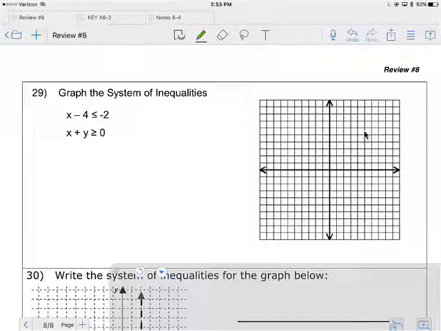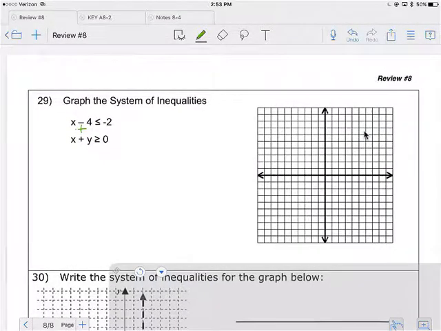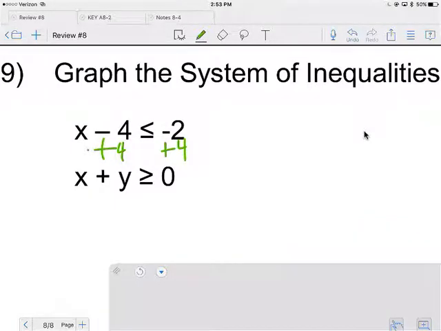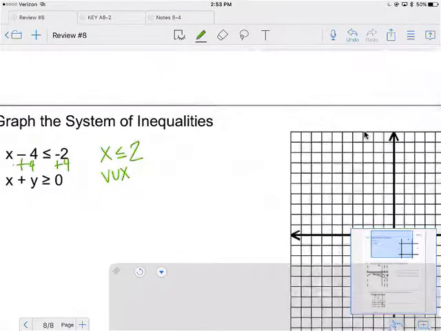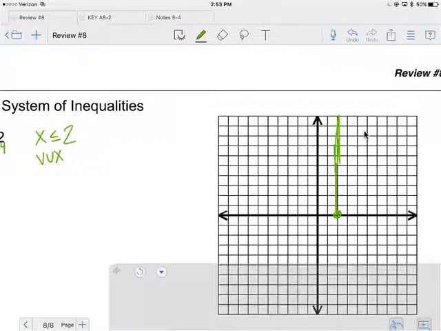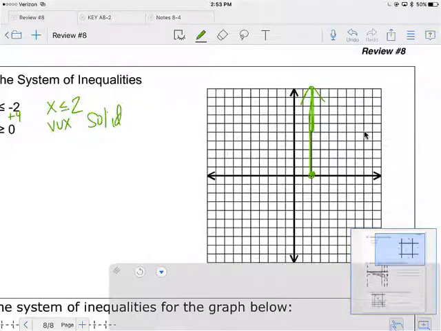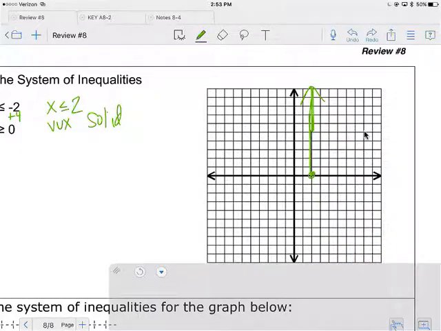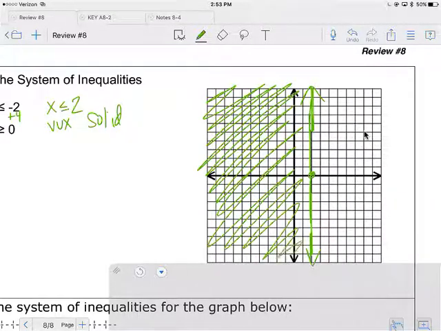For problem 29, I need to solve this one for x. So I add 4 to both sides. X is less than or equal to 2. This is an x for a special case. So I go over to 2 on the x-axis. We have a solid line because of the inequality. And it's vertical because it's an x. X is less than 2. Less than 2 would be 1, 0, anything that is negative.